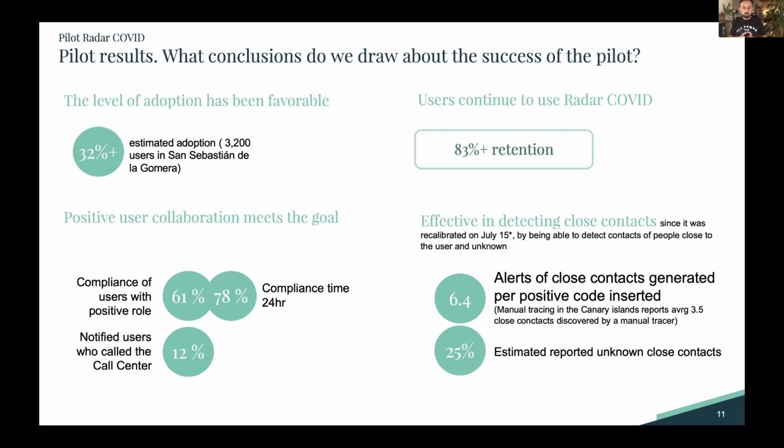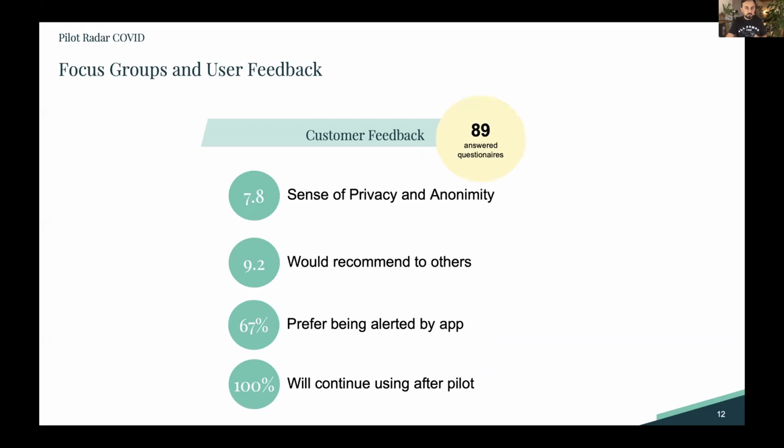And through interviews, people estimated that about 25 to 30% of the reported alerts probably came from people that they did not know, so people that were not playing the role of an infected case. And that's important because those are the types that a manual tracer would probably not be able to detect.